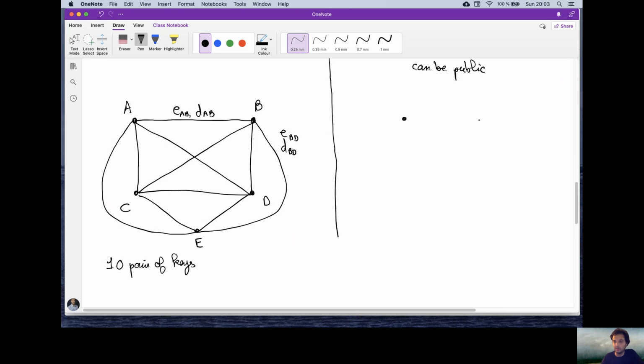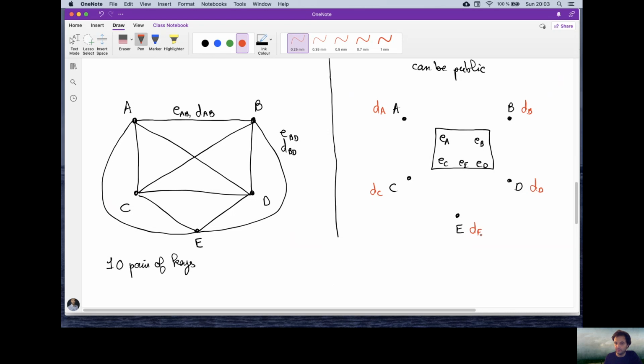If we have exactly the same scenario between these 5 people, A, B, C, D, and E, the situation is much simpler. Why? Because you can have here, in the public space, the ciphering keys, EA, EB, EC, ED, and EE. This is known to everyone. This is public. And secret, DA, DB, DC, DD, and DE. So in total, we just need 5 pairs of keys.